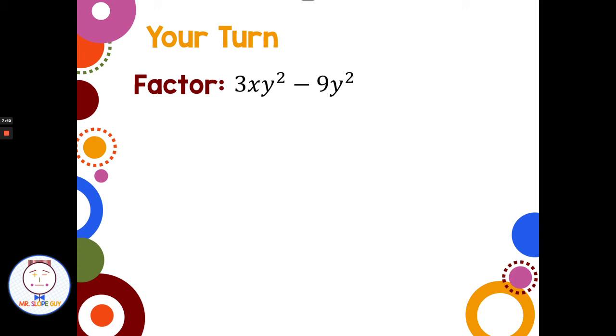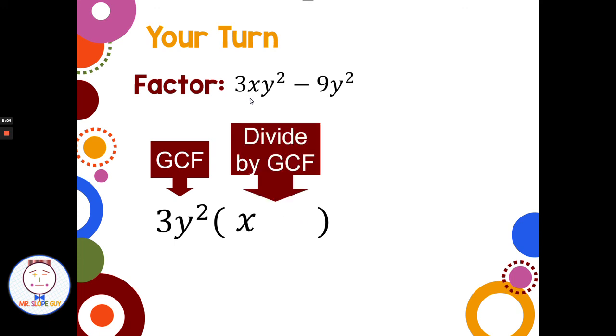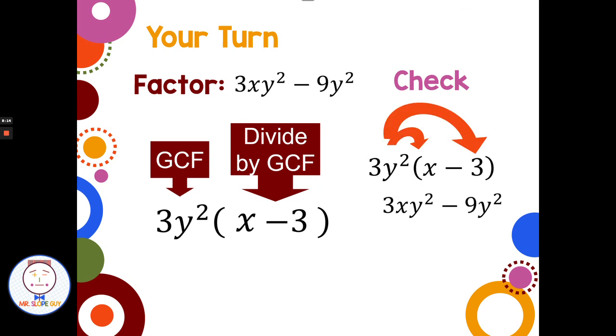All right, you guys try this one, a little harder. We got some variables here with some exponents. Factor by pulling out the GCF. Pause the video here and come back. All right, so our GCF is 3y squared. They both have a 3 in common, and they have a y squared in common. And 3y squared times what is 3xy squared? X. What times 3y squared is negative 9y squared? Negative 3. And as always, we could check with distributive property, get back the original problem.